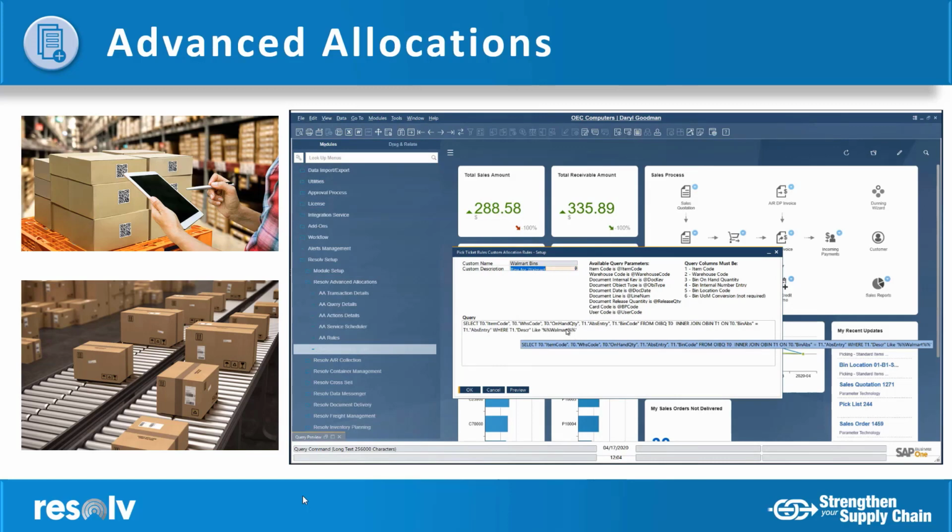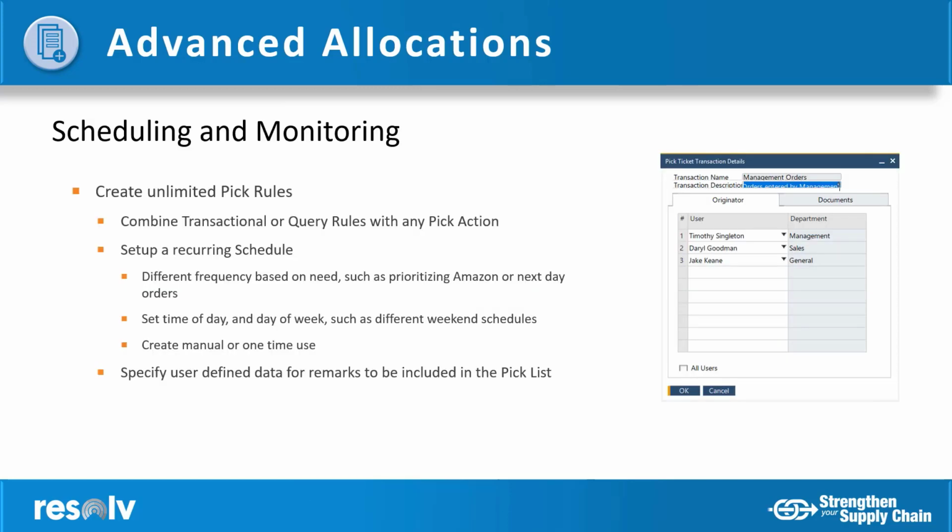Scheduling and monitoring comes from creating pick ticket rules that combine a transaction or query rule and a pick action with a schedule. These run and the results are shown in the history.